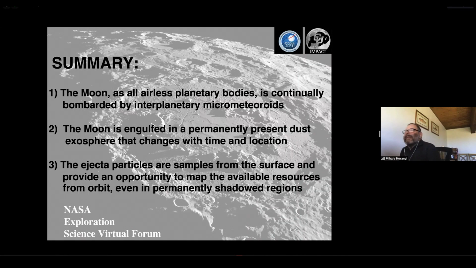So what I would like you to remember or recall, if you so wish, is that the moon, as all airless bodies, is continually bombarded. The moon is, in response, engulfed in a permanently present cloud of dust. And those particles, every single one of them, is raising a little sample from the surface to the altitude of a spacecraft, where you could make a compositional measurement, take it back to the surface, and make a surface map of where the matter of interest is. And you could certainly do this in permanently shadowed regions from orbit.